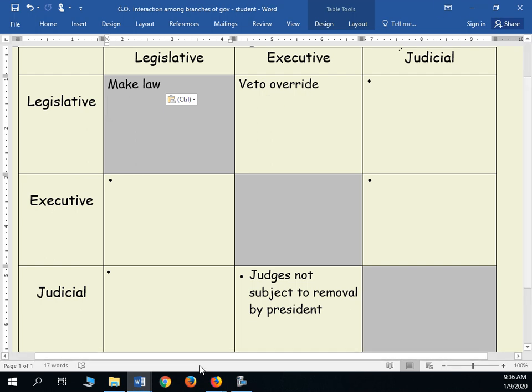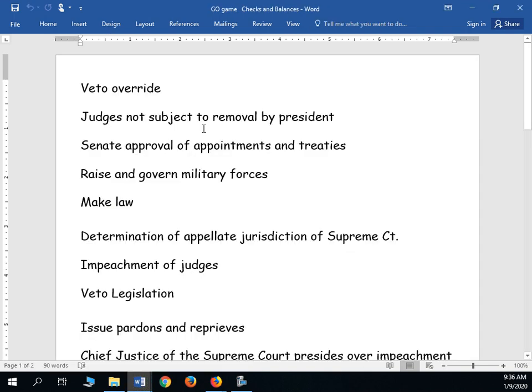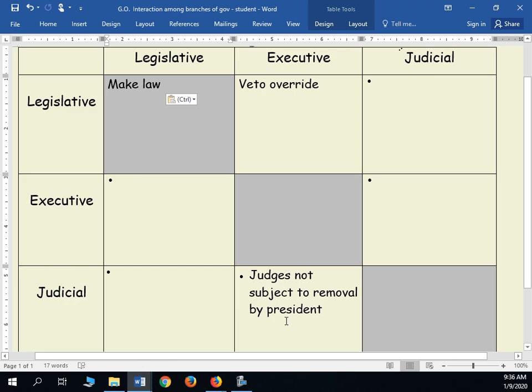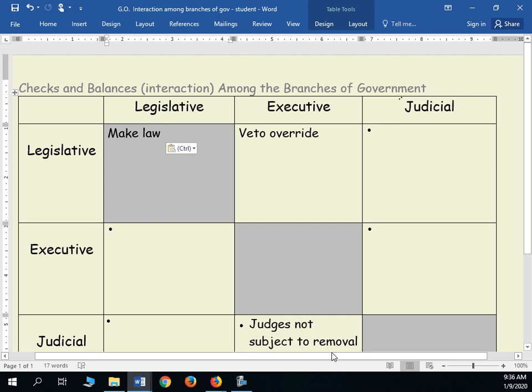All right. Then if you go back to the list again, judges not subject to removal by president, that's the next one. So you can come back here, and we've placed that here. The executive branch cannot fire a judge, specifically a Supreme Court judge. So they cannot be removed by the president. The only way a judge can be removed is either through election, if they were first of all elected, or if they are impeached. All right, so hopefully this gives you the idea on how to work the list.